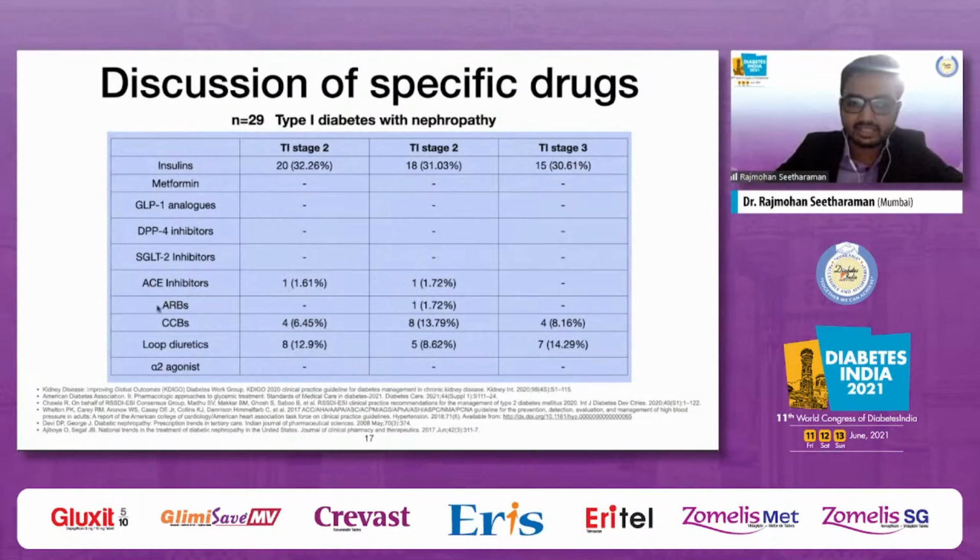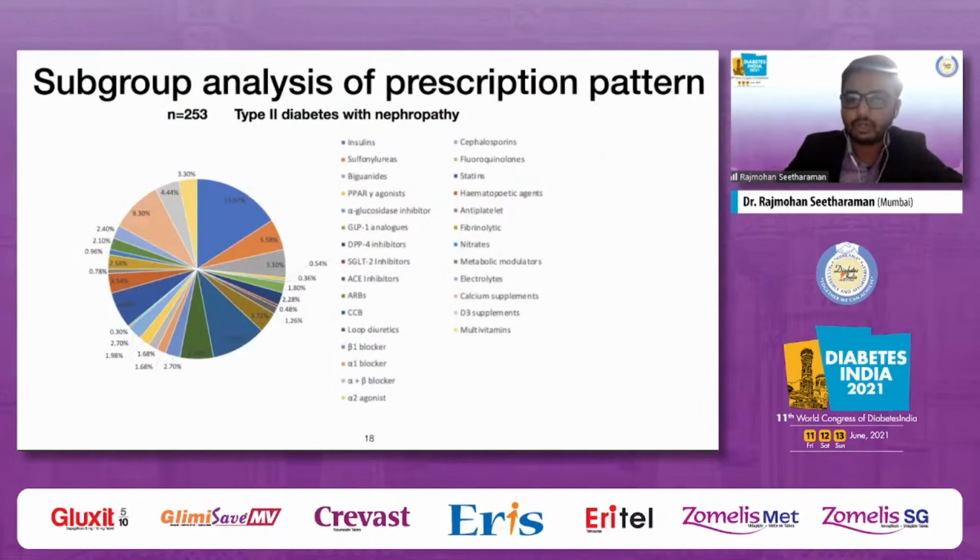So in type 1, insulins were the anti-diabetics which were prescribed. In antihypertensives, CCBs and loop diuretics were preferred over ACE inhibitors and ARBs. Now, these results are similar to previous Indian studies. However, it was in contrast to the studies conducted in Western countries, or the AHA or JNC guidelines, which recommend ACE inhibitors or ARB as first choice drug. ACE inhibitors and ARBs were probably not preferred because of the possibility to cause more harm than benefit at a lower GFR. Now coming to our type 2 diabetes with nephropathy.